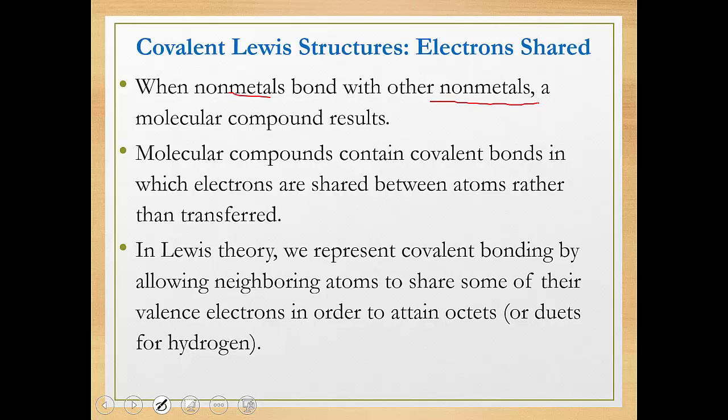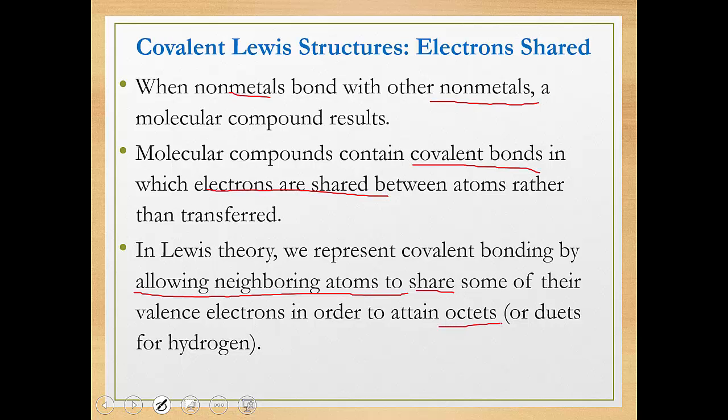So remember, in covalent structures, electrons are being shared when nonmetals bond to other nonmetals. The molecular compounds have what are known as covalent bonds where electrons are being shared. So we're just restating everything that we've already seen, just driving that home. And in Lewis theory, instead of showing the transfer of electrons from one to the other, we're going to represent our covalent bonding by allowing neighboring atoms to share their valence electrons. So what we're going to do is draw the Lewis structure for individual atoms and then bring those together and show them almost as an overlap or a sharing of those particular valence electrons.